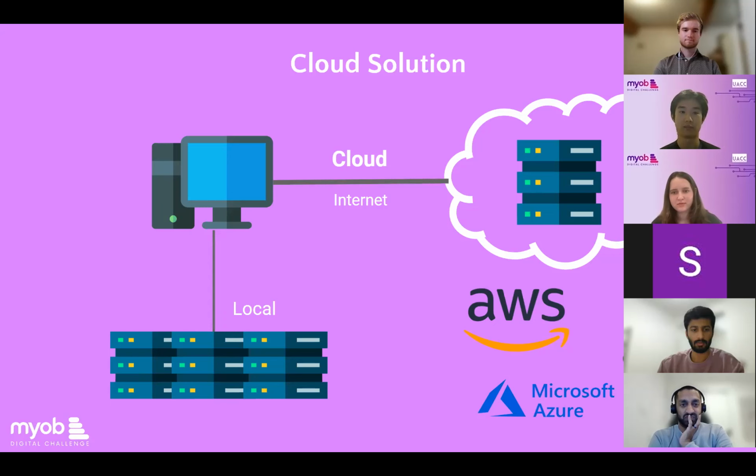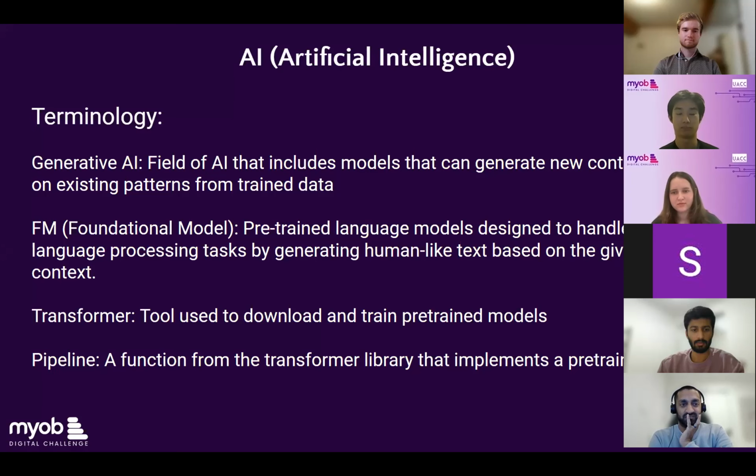For AI, artificial intelligence, here are some basic definitions of terminology from the case that you might not be familiar with. Generative AI: most of you are probably already familiar with ChatGPT, which uses generative AI. Generative AI is a field of artificial intelligence that encompasses various models capable of generating new content, such as images, text, or music, by learning from existing patterns and structures in training data.